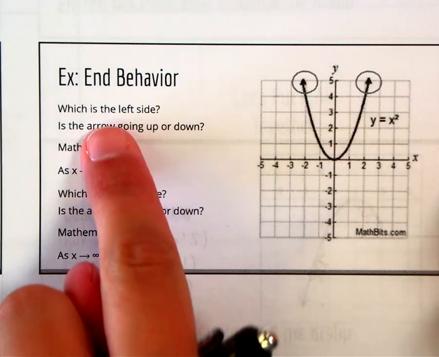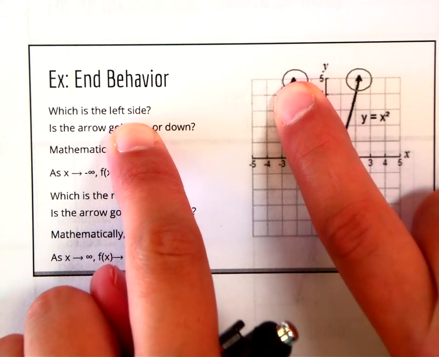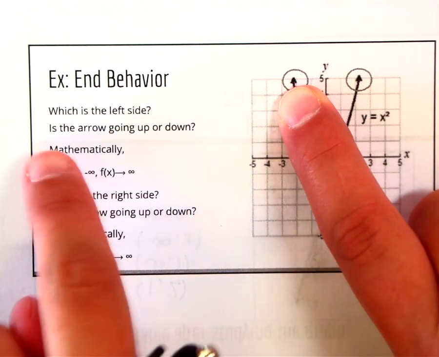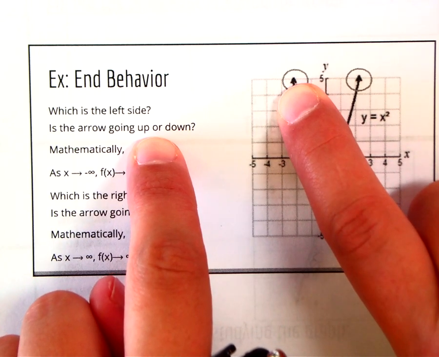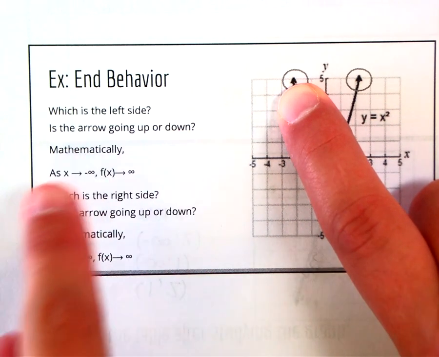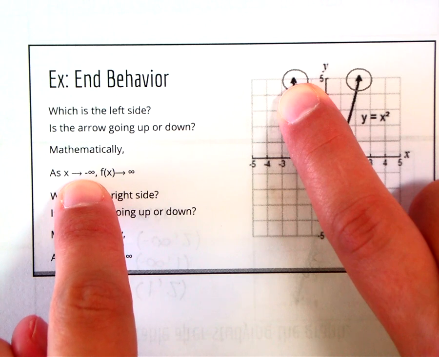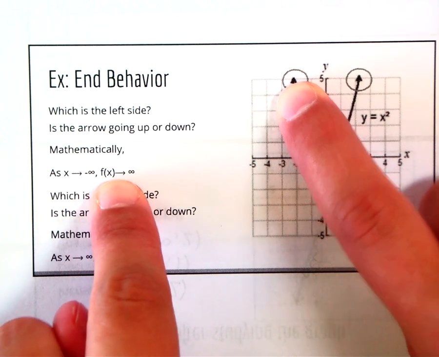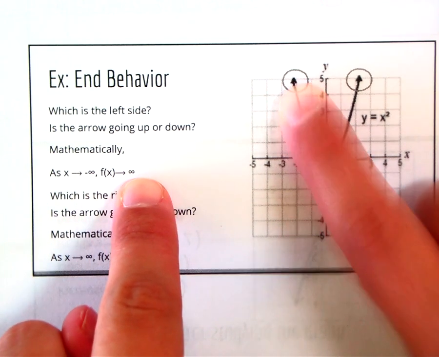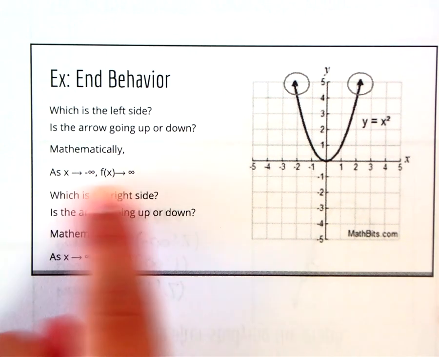So if we look at our first example, which is a left side, so this over here is a left side. Is the arrow going up or down? It's going up. So mathematically, when we write it as x approaches negative infinity, so the left side, f of x approaches, it's going up, and that would be towards positive infinity. So this would be one piece of it.